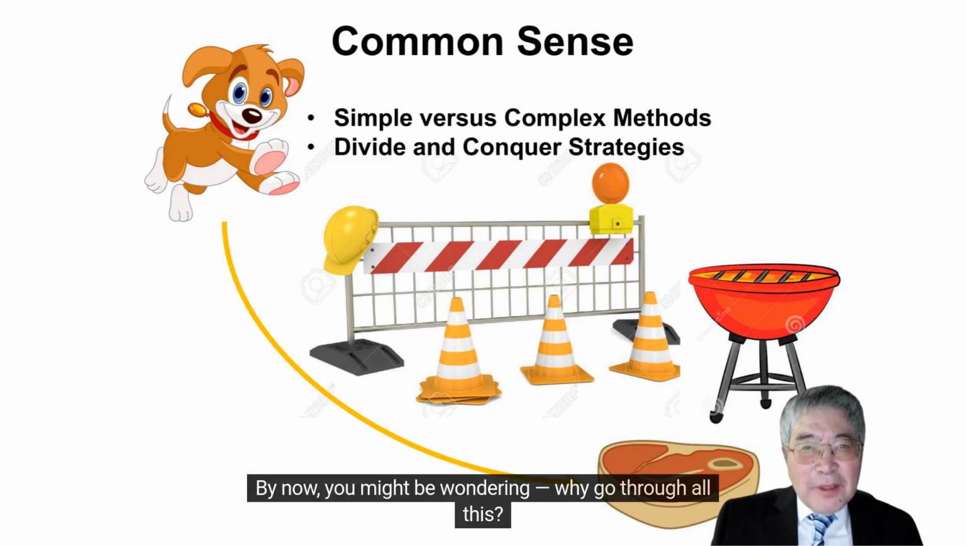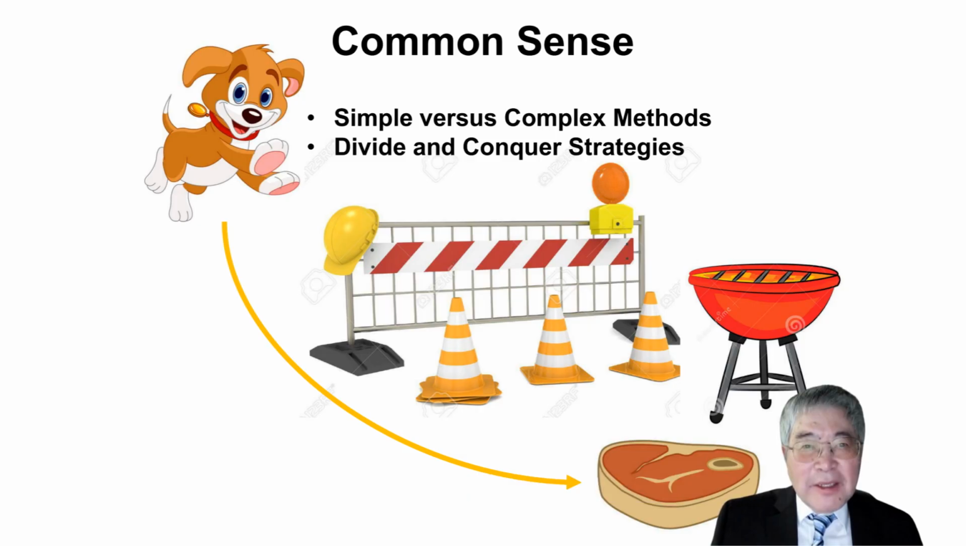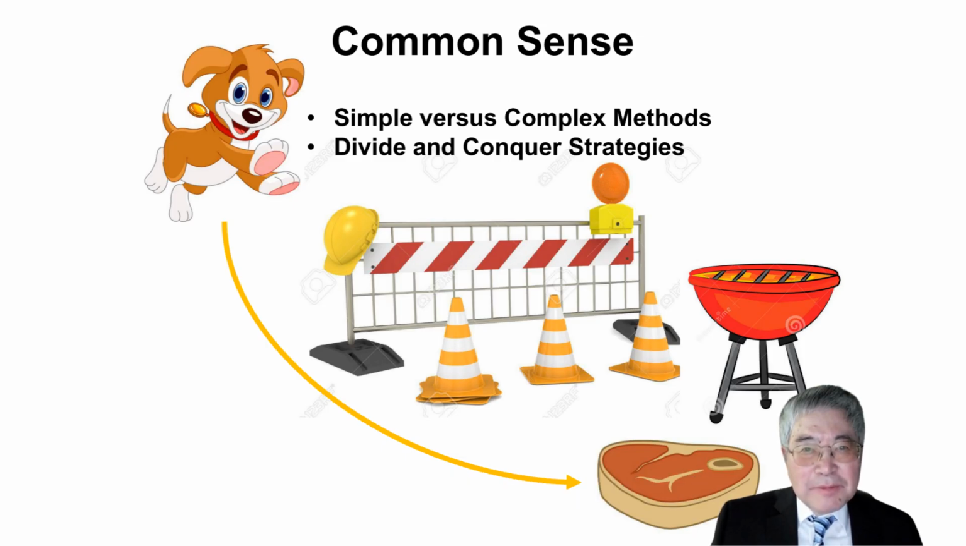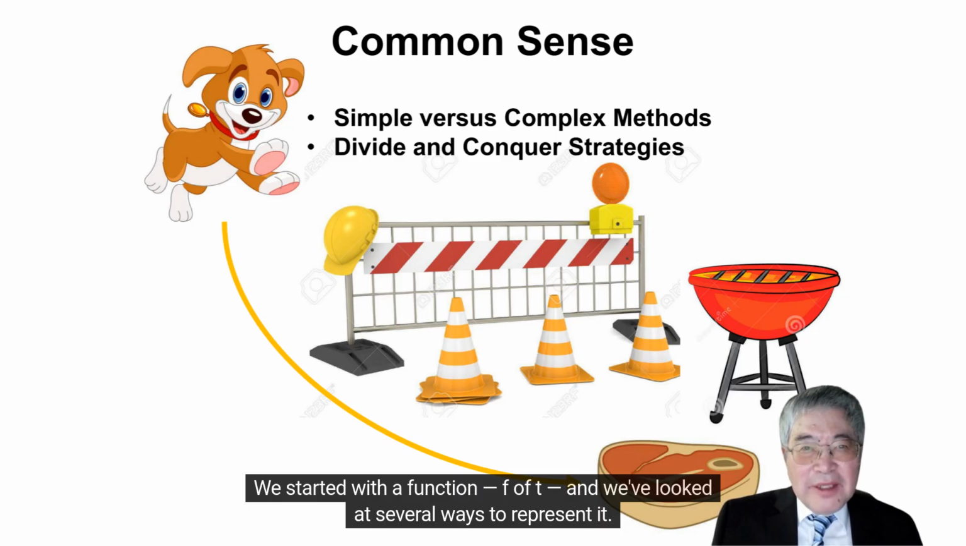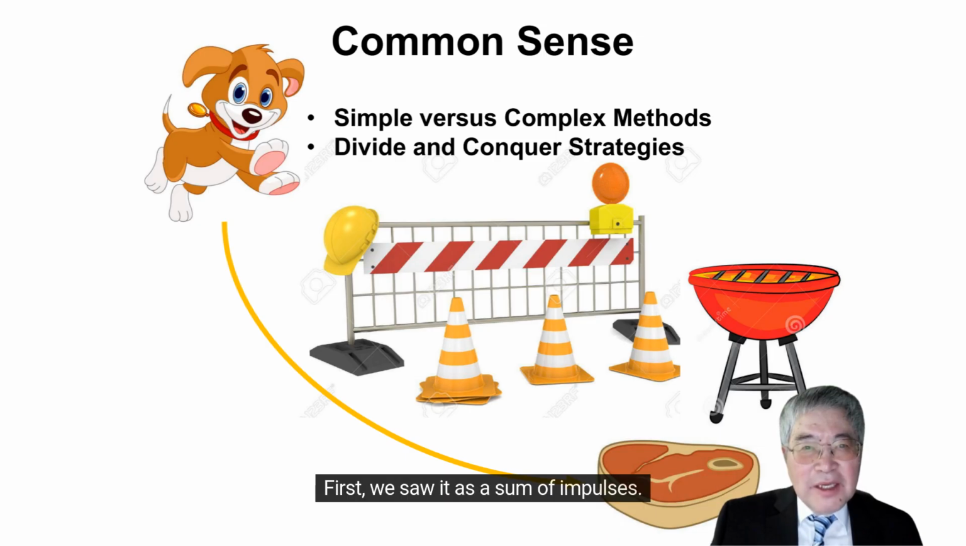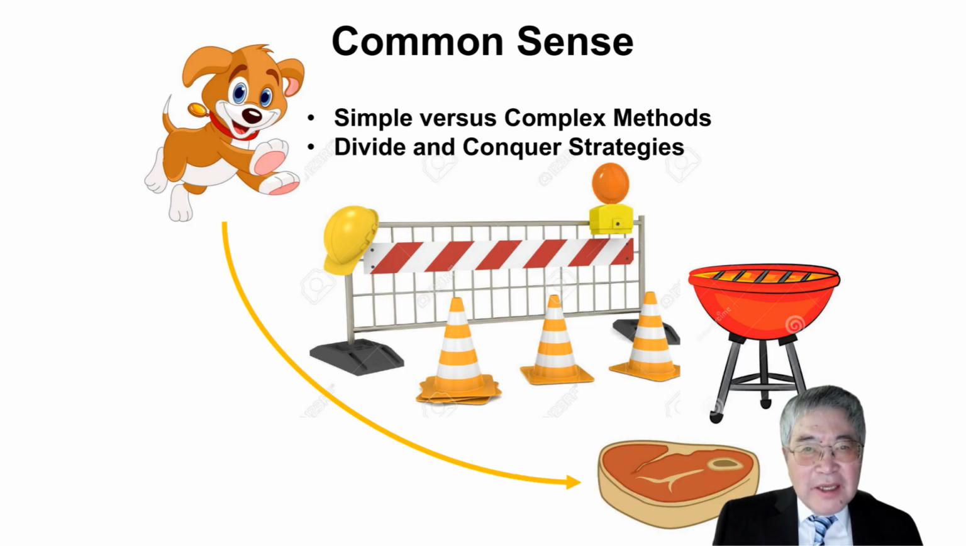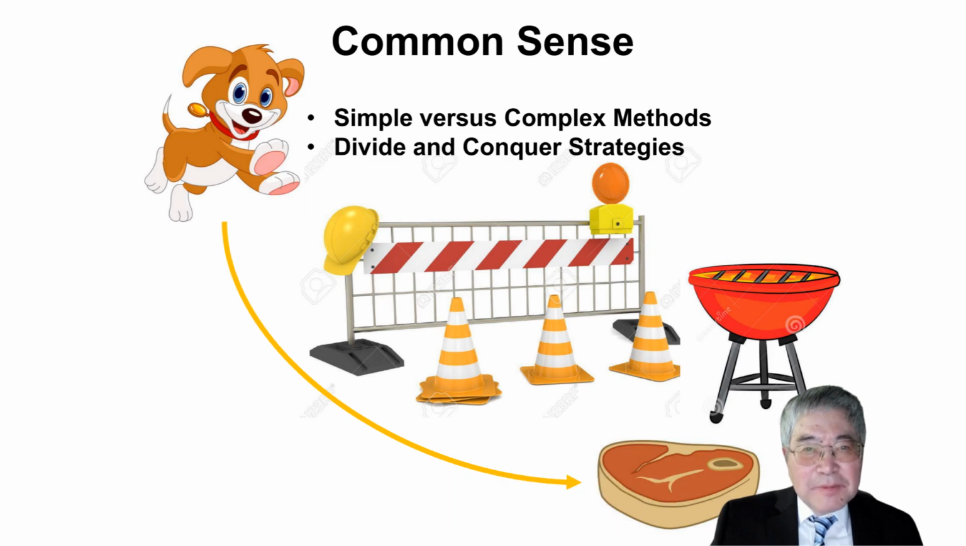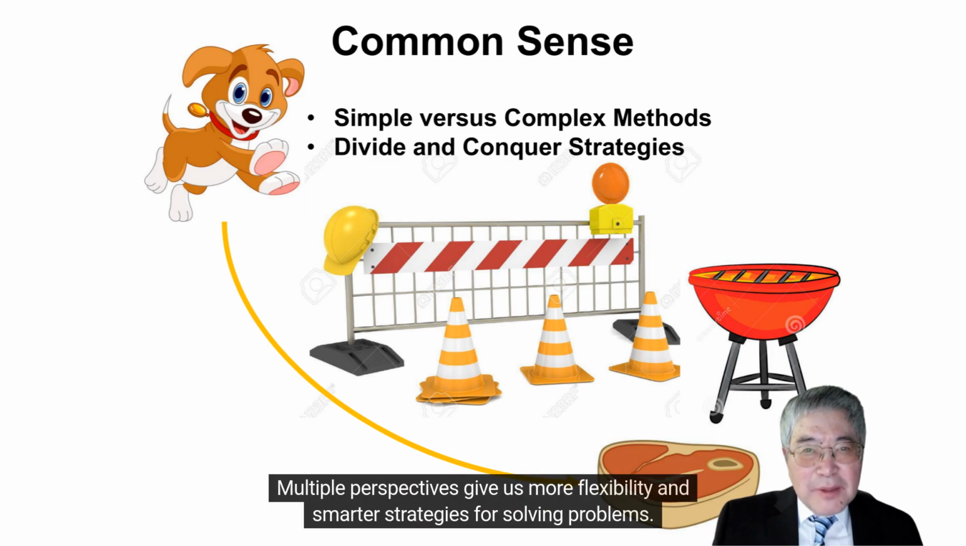By now you might be wondering, why go through all this? Why even bother with the Fourier transform? Well, let's take a step back and think with common sense. We started with a function f of t, and we've looked at several ways to represent it. First, we saw it as a sum of impulses, then as a sum of waves, sines, and cosines. Each of these views gives us a different lens to understand the same signal. And that's the point. Multiple perspectives give us more flexibility and smarter strategies for solving problems.